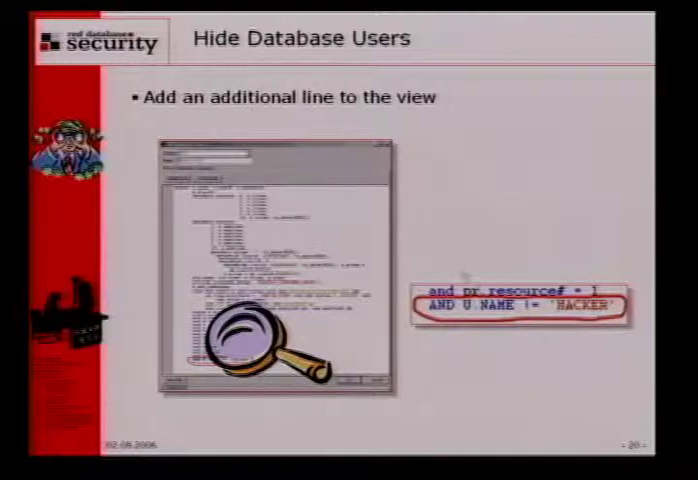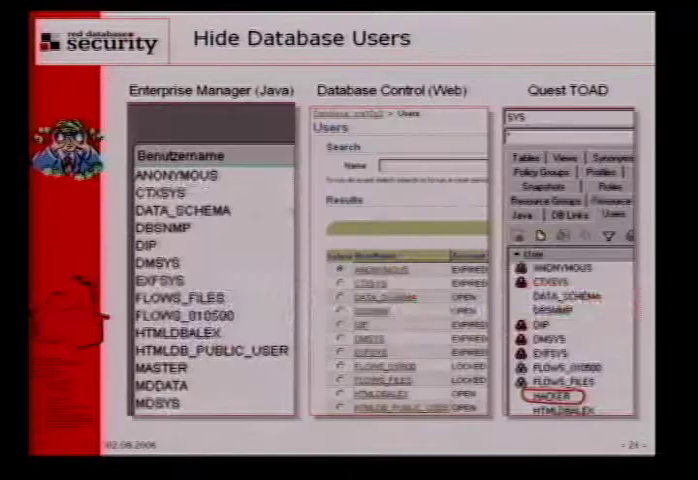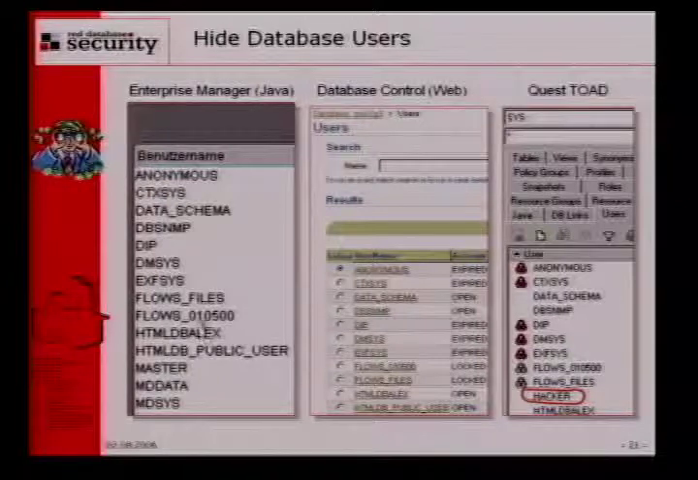There are many possibilities to remove the user hacker from the output. So you could also say and u.id not equal 47, something like this. And surprise, after doing this modification, the user hacker is gone in Enterprise Manager and Database Control. So you can't see it. And also if you do a select star from DBA users, the user is gone.